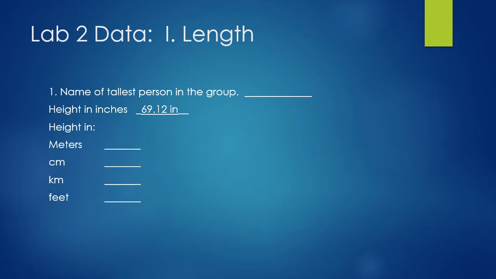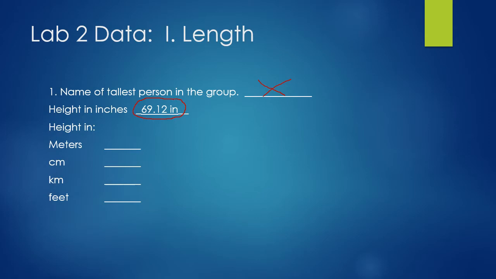We're starting with units of length. So the very first one says for you to name the tallest person in the group. Well, since we are not doing groups this semester due to social distancing, you don't need to fill that blank in. So you can go ahead and cross that out if you would like. So the height in inches of the person that I measured was 69.12 inches. So this 69.12 inches, that is what you're going to start each of your conversions with.